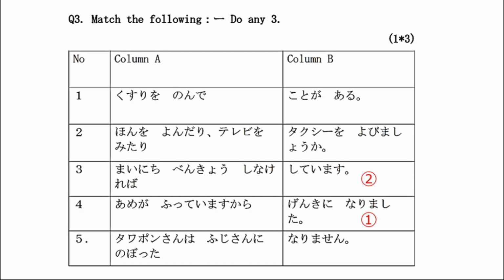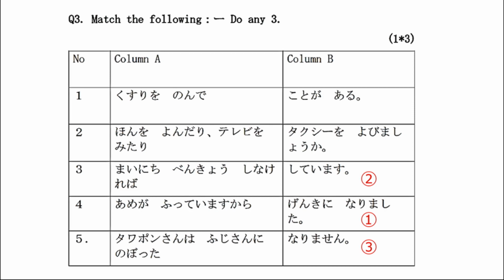Let us see the third sentence. Mainichi benkyou shi na kereba? I think by now you would have learned the pattern ending with na kereba narimasen, which means that something has to be done regardless of the will of the person. So the correct answer will be narimasen, which is in the fifth line of column B. So let us write 3 next to this sentence.